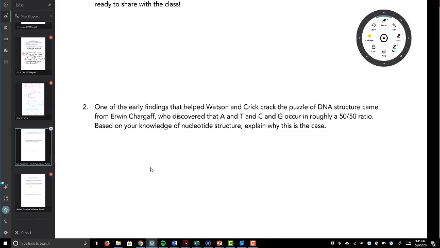Based on your knowledge of nucleotide structure, explain why A and T and C and G must occur in a 50-50 ratio, or a 1-to-1. So talk amongst your groups and come up with an explanation why Chargaff's discovery must be true, in hindsight, based on what we know about nucleotides and nucleotide structure.